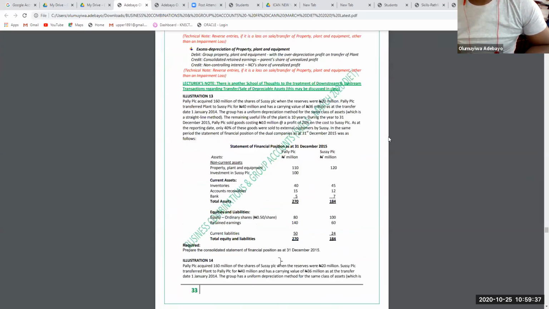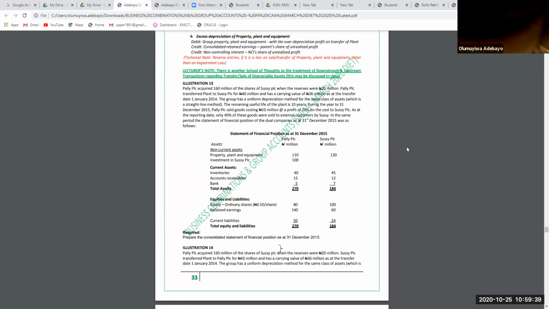Now we'll look at this question 13. I'm going to read it and analyze it before we pass relevant adjustments. The question reads as thus.